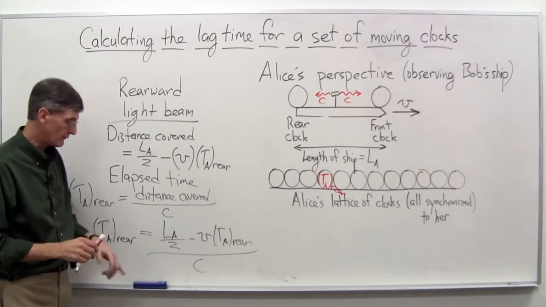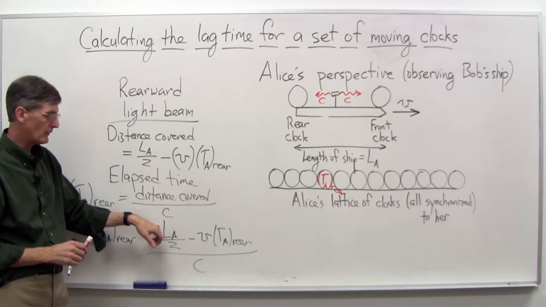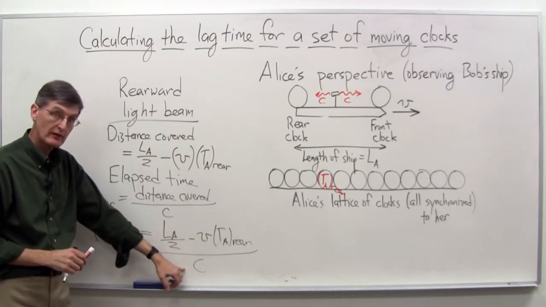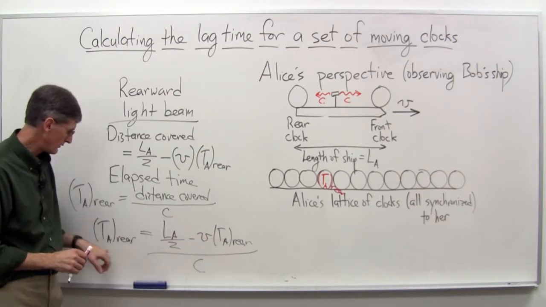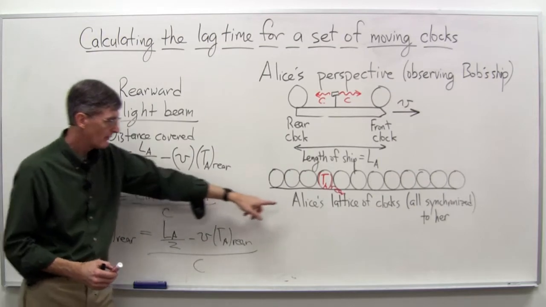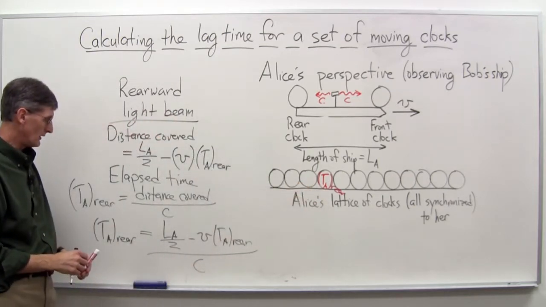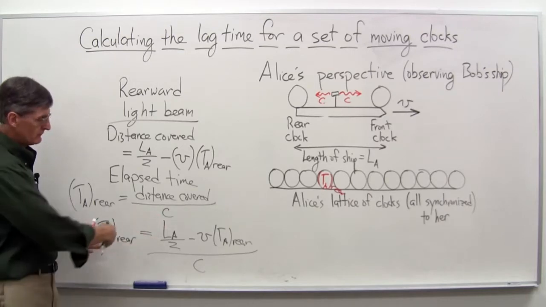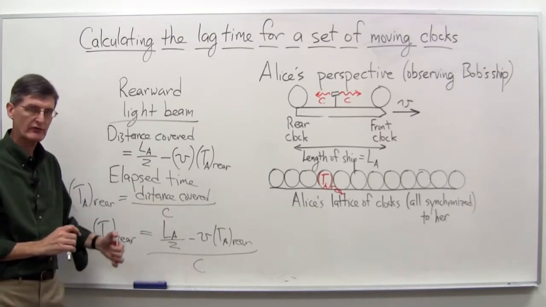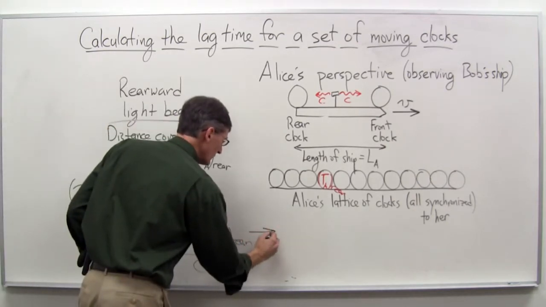Now let's look at what we have. We have LA. Alice can get that value by measuring Bob's ship. From her perspective, velocity we know. We've got the speed of light. TA rear appears here, it appears here. That's really what we're after. I want to find what is the elapsed time on Alice's clock here. And it's actually fairly simple algebra, so we won't do it out here. We'll leave that as a practice exercise for you to do. If you do that, here's what you find.